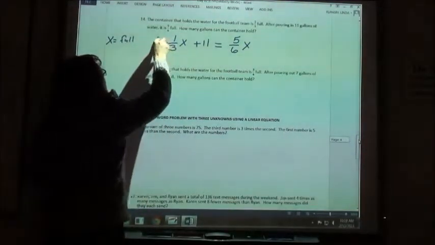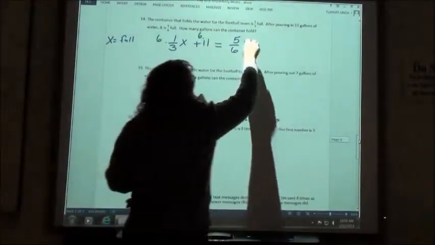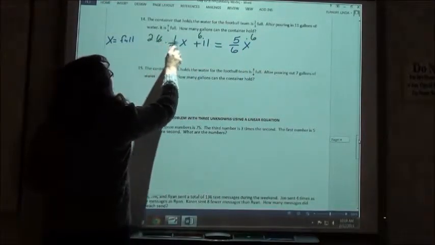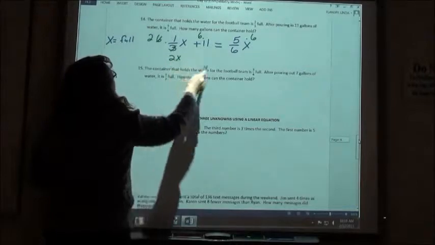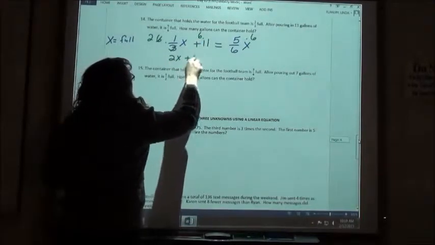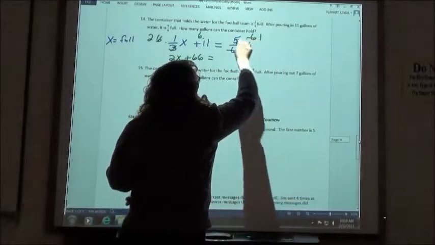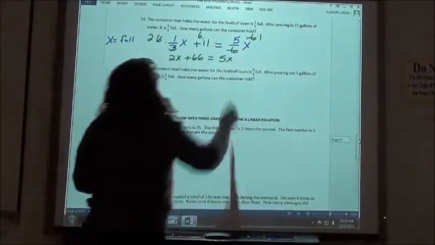If I multiply everything times 6, 3 goes into 6 2 times. 2 times 1x is 2x. 6 times 11 would be 66. And then 6 goes into 6 one time. 1 times 5x is 5x.